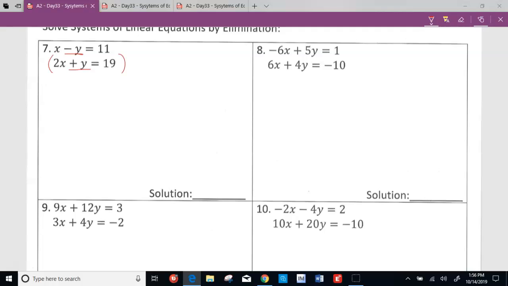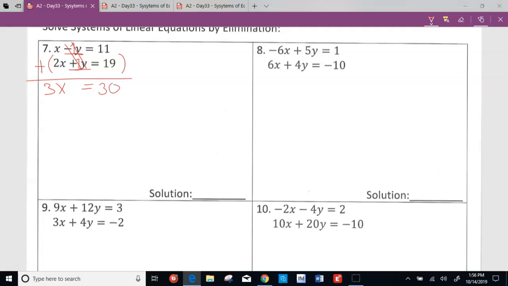So I'm going to go ahead and add the top equation to the bottom equation to eliminate the y's. X plus 2x's equals 3x. A negative 1y plus a positive 1y cancels out, so I have no more y's, which is what I want to do, because the whole point of elimination is to get rid of either x's or y's so you can solve your equation. Continuing on, 11 plus 19 gives me, what, 30, I believe?